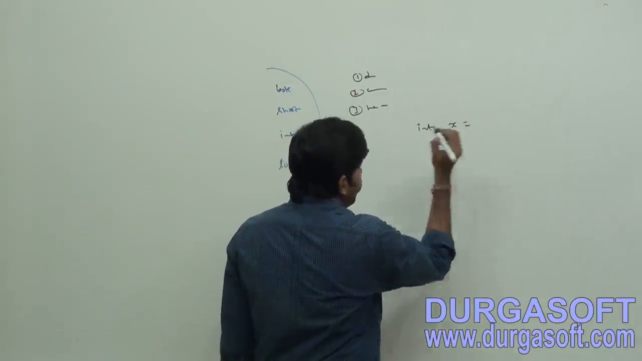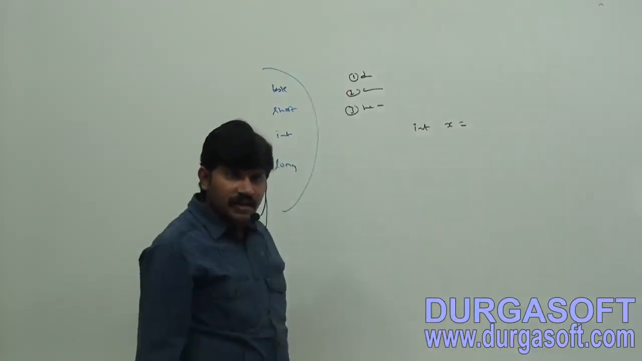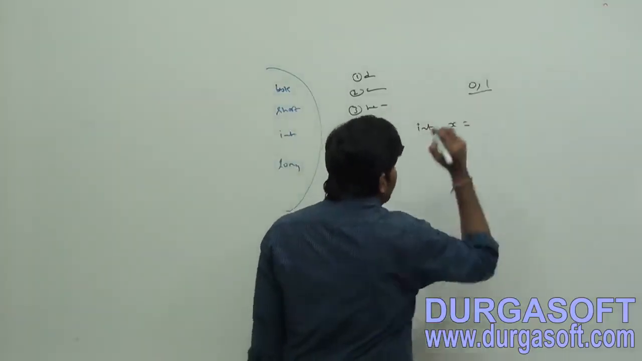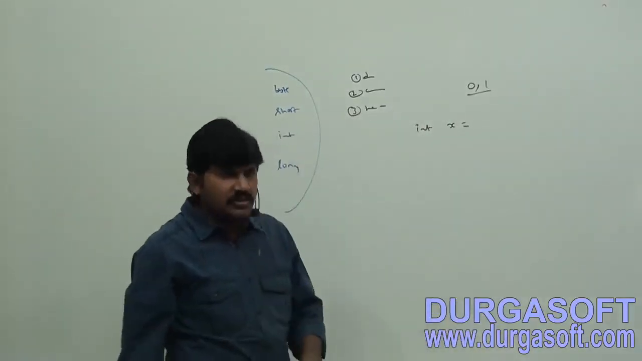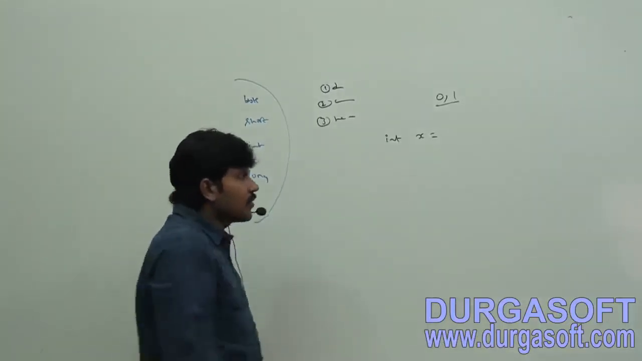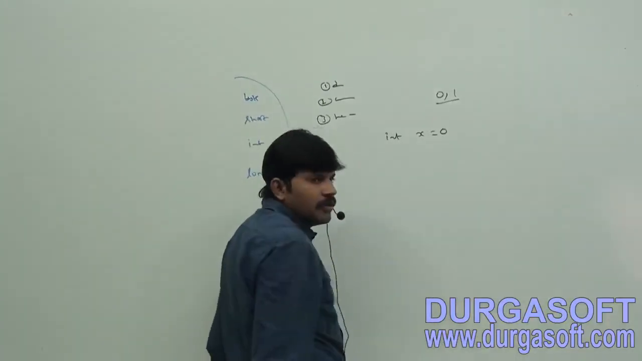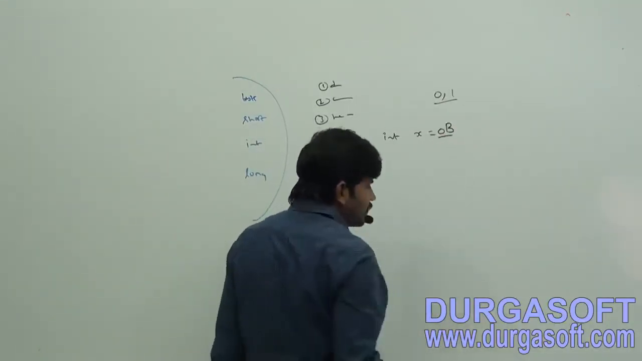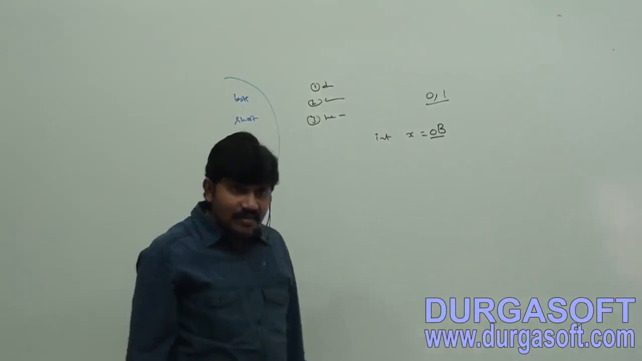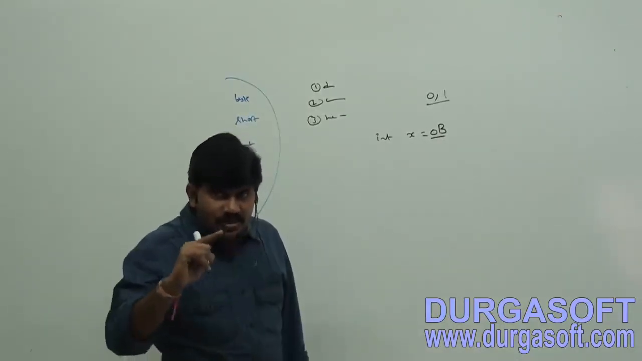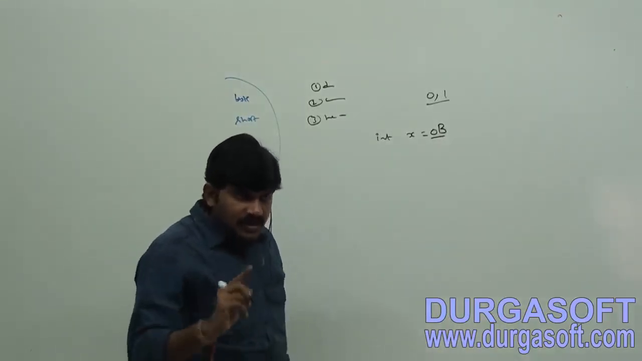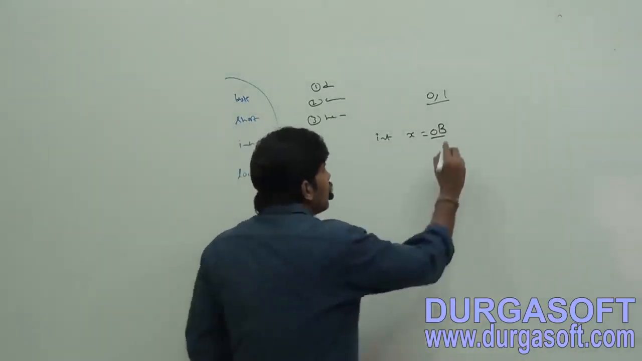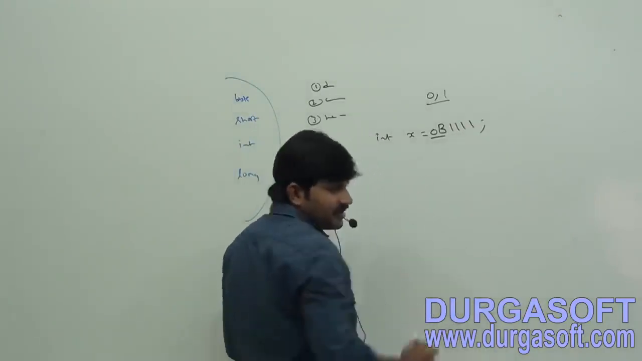int x is equal to a binary number. The allowed digits are only 0 and 1, that's all. Compulsorily this number should be prefixed with 0b or 0B. Binary: 0x means hexadecimal, and 0b or 0B means binary. Now I am taking 1 1 1 1.